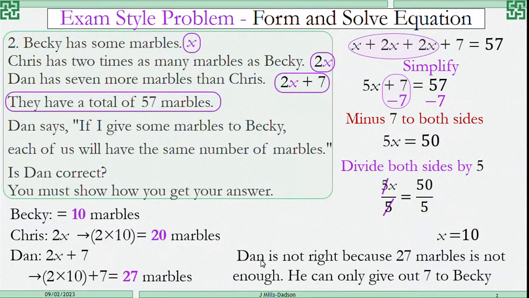So the conclusion you should write is that Dan is not right because 27 marbles is not enough. He can only give out 7 to Becky. Dan will only be left with 20 marbles, and Becky will only have 17, which doesn't make all of them have the same number of 20 marbles. So that's the conclusion. We're going to look at another exam style question.